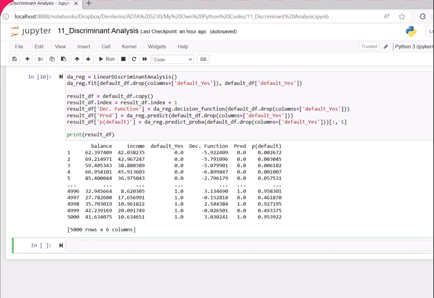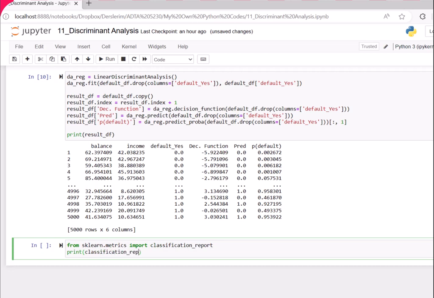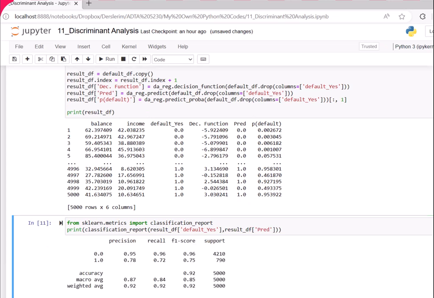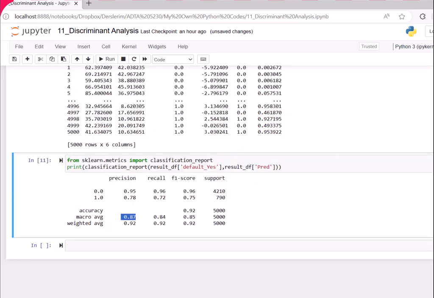Okay, lastly, let's measure the classification report. As you can see, the precision of my model is quite high. The weighted average is 92% and macro average is 87%.